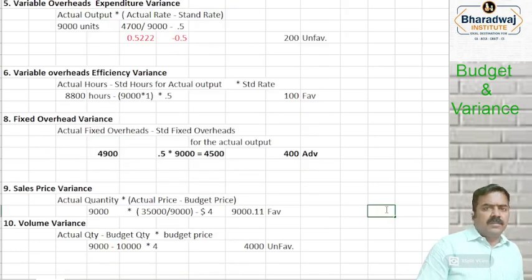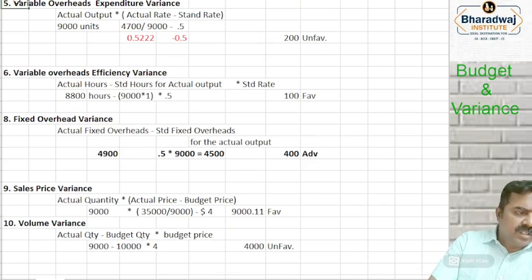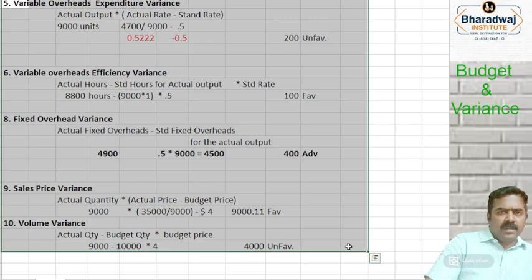With this, complete section C is over. In section C, what is covered is performance management. The majority of the area is variance analysis. Apart from that, sales forecasting and demand forecasting, which is part of section B.